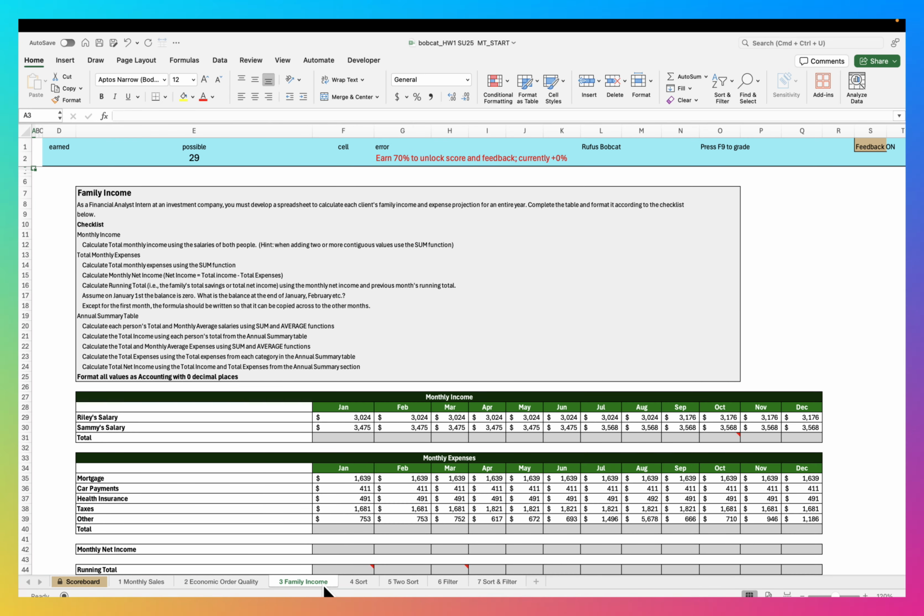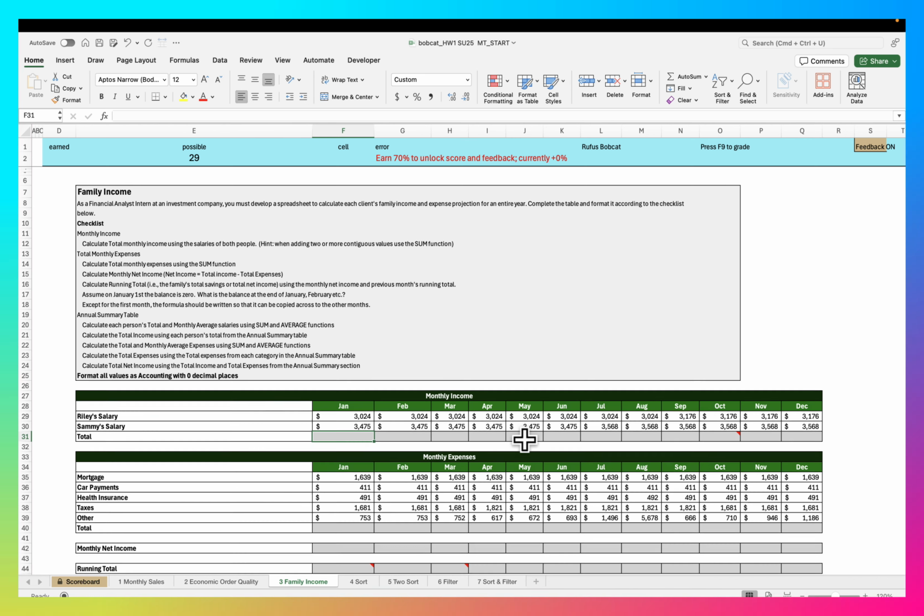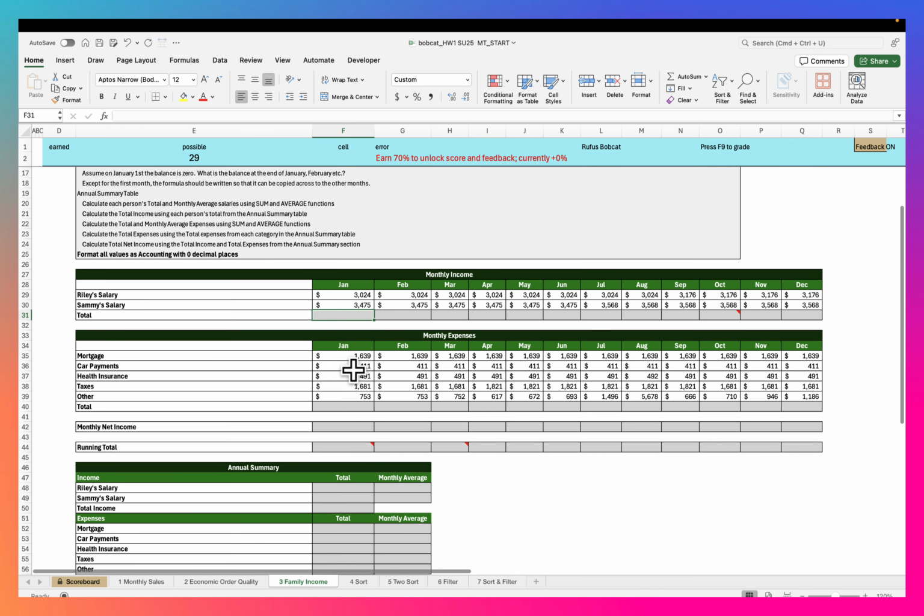Next one, family income. So here we're going to simply do totals for January. Total for January, so it's going to be a sum function, sum. You'll only have to do it once, and then you should be able to copy it across. Same thing here, totaling all these, do the function once, copy it across.